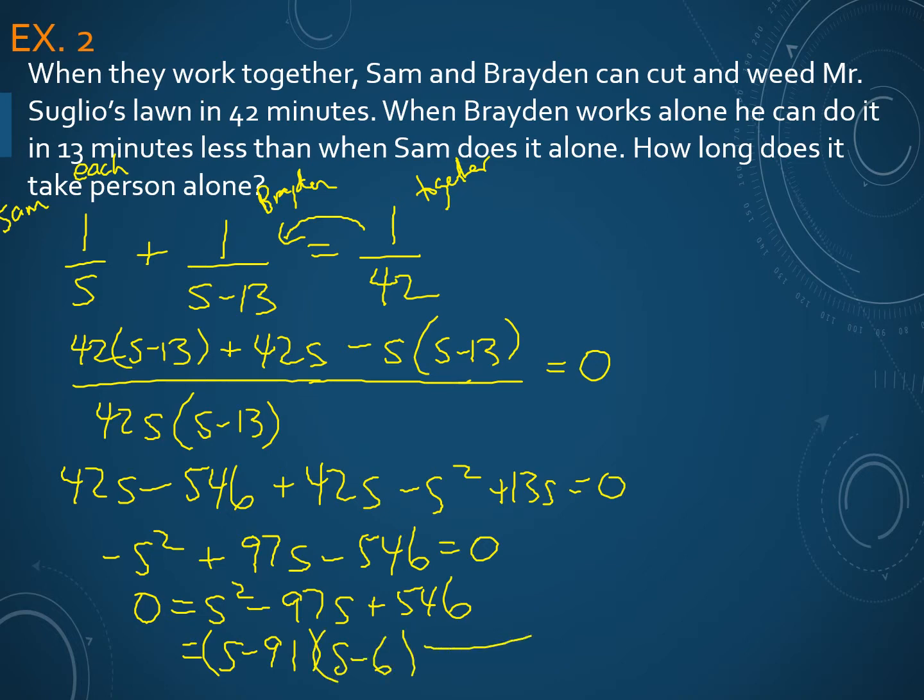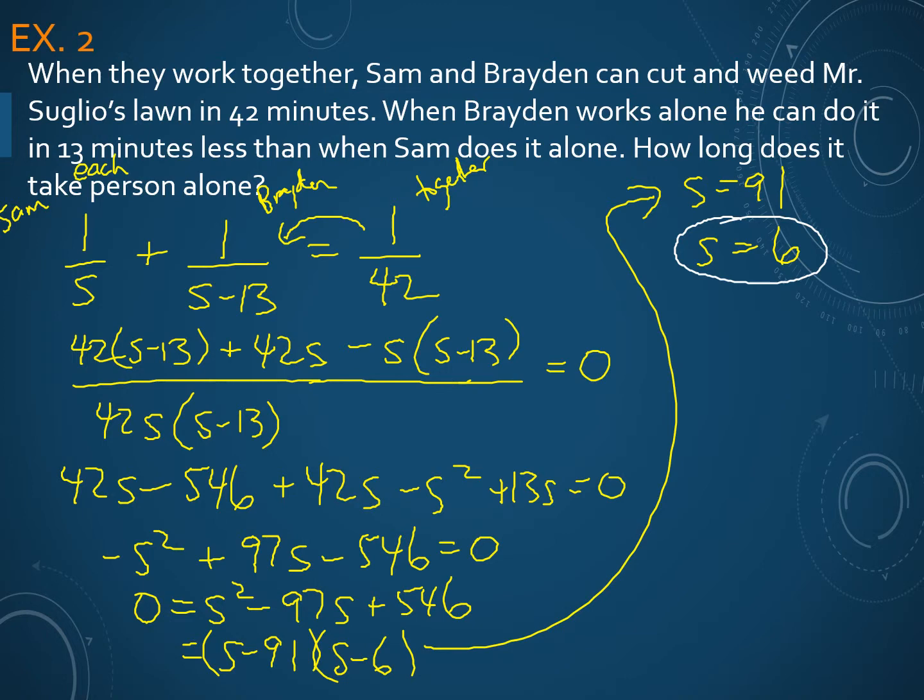Our solutions then, s equals 91 and s equals 6. So we ended up with two positive solutions. However, one of these does not make sense in the context of the question. So remember s was the amount of time it takes Sam to do the lawn.